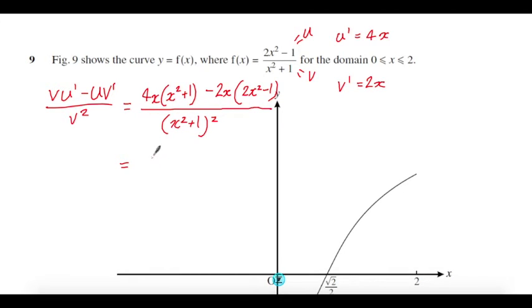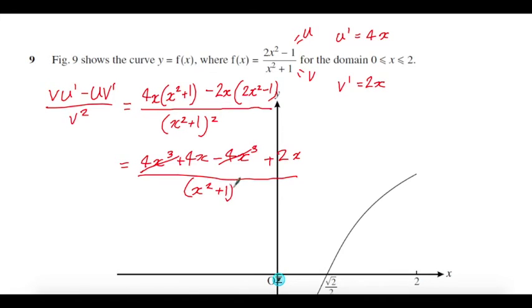So let's see if we can sort out the top, make it look a bit nicer. So we've got 4x cubed plus 4x minus 4x cubed, that's nice, minus 2x plus 2x, two minuses. So those two cancel, so it's still all over x squared plus 1 squared. So we get 6x over x squared plus 1 all squared.